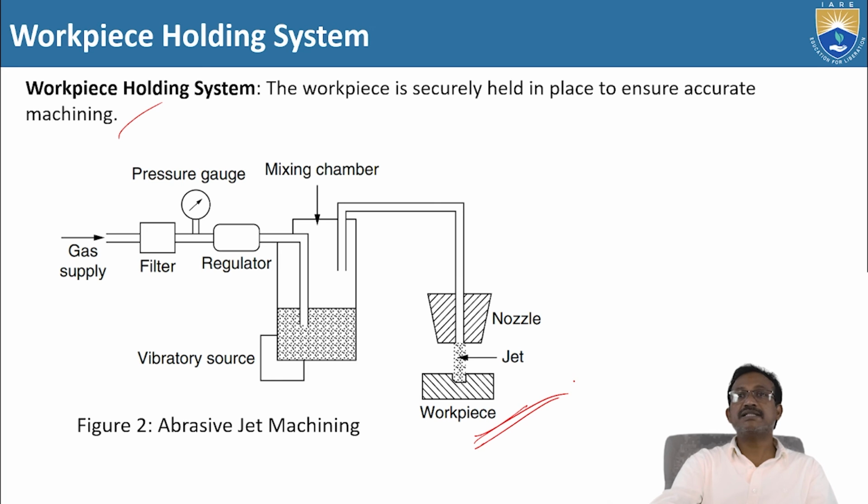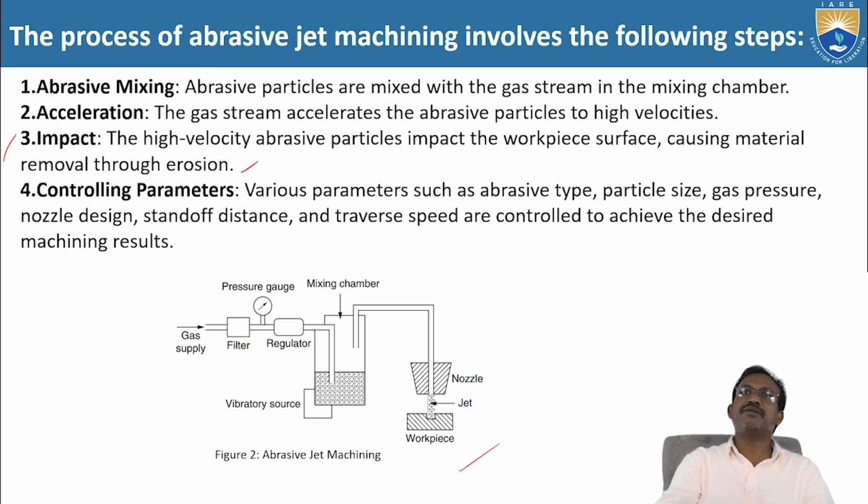Next, while the jet is striking with high velocity, the workpiece must be fixed securely. The workpiece holding system takes care of that. The workpiece is securely held in place to ensure accurate machining and should not deviate from its position. Next, the process of abrasive jet machining has 4 different steps: one is abrasive mixing, second is acceleration, third is impact, fourth is controlling parameters. First one is abrasive mixing.